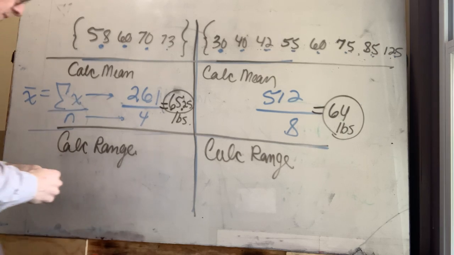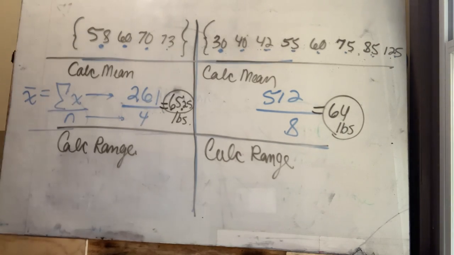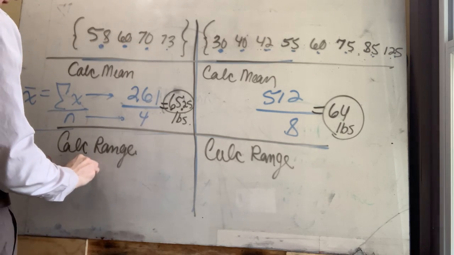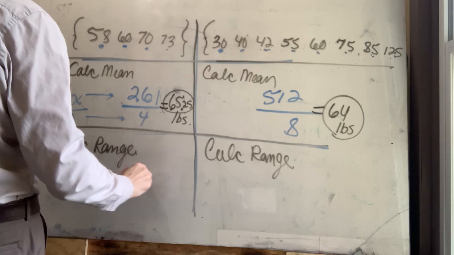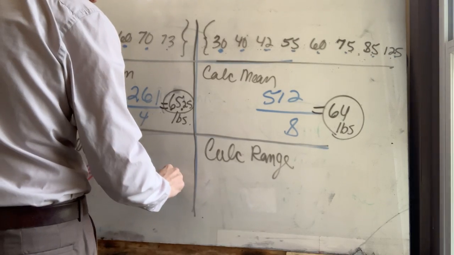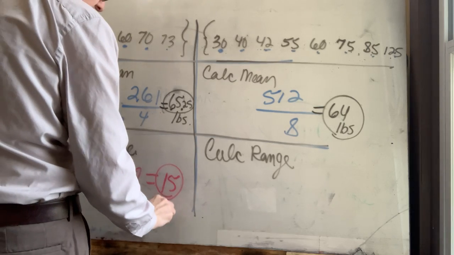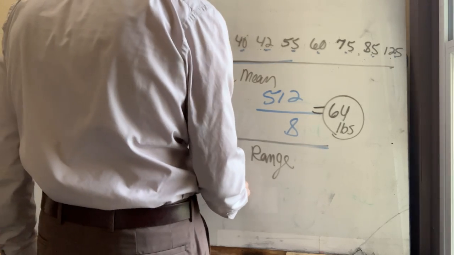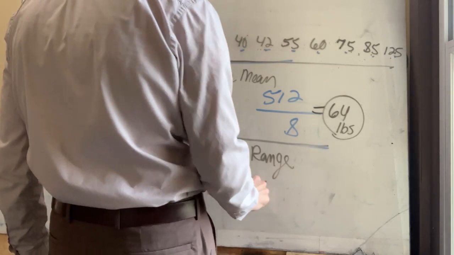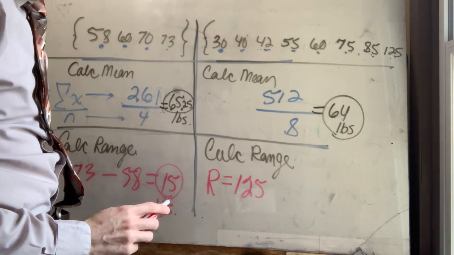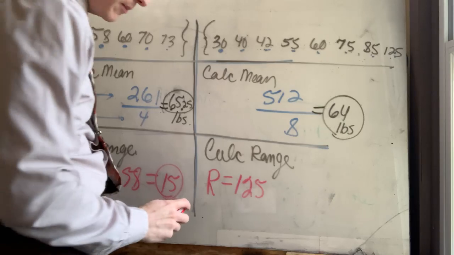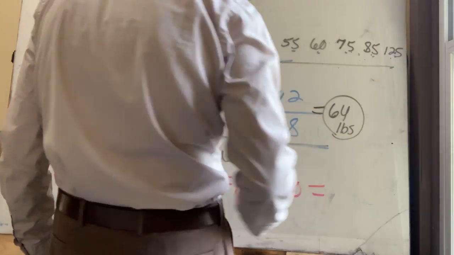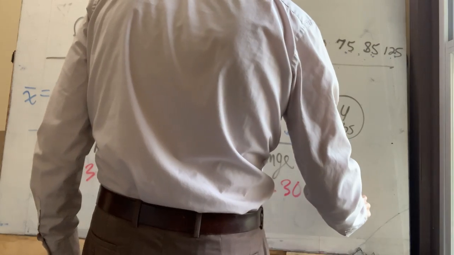Now, if you took the ranges, the range here would be 73 minus 58, which would be 15 pounds. Technically, again, incorporate a unit. And the range here would be 125, which I can only guess is the Bernese. They were big dogs. Minus 30, and then you have 95 pounds.